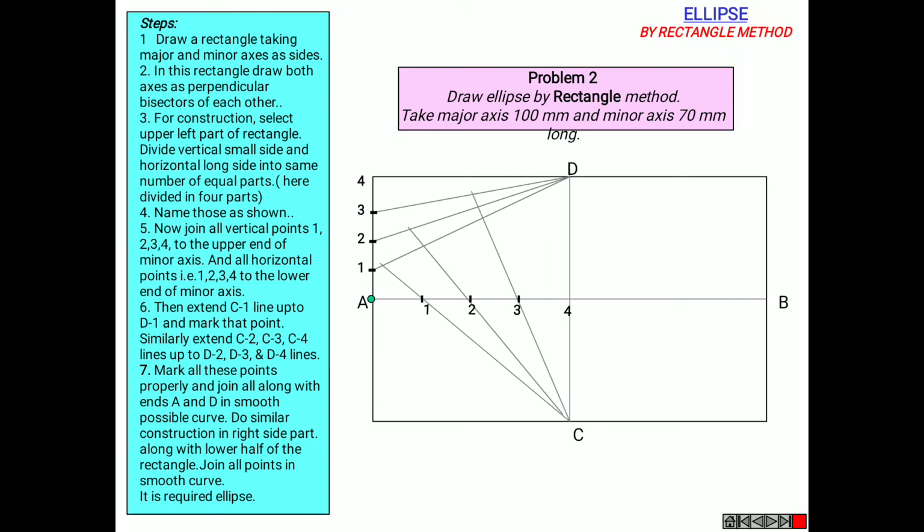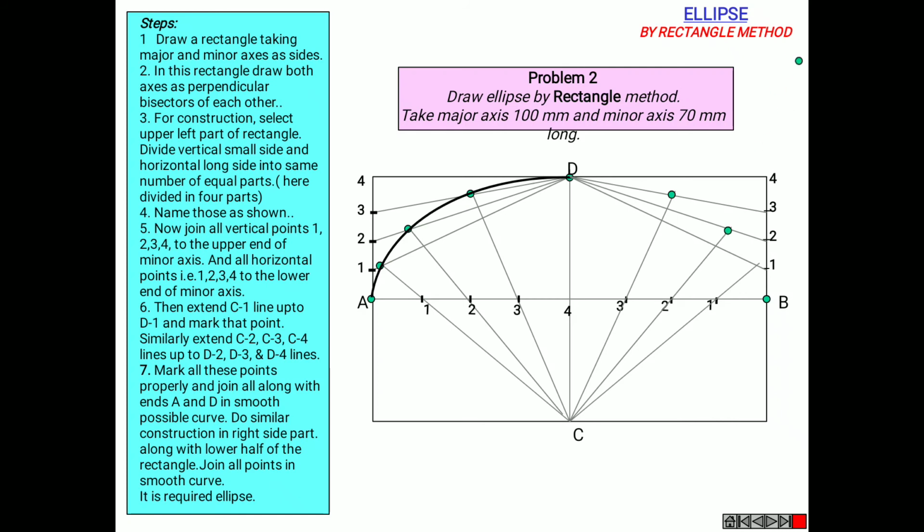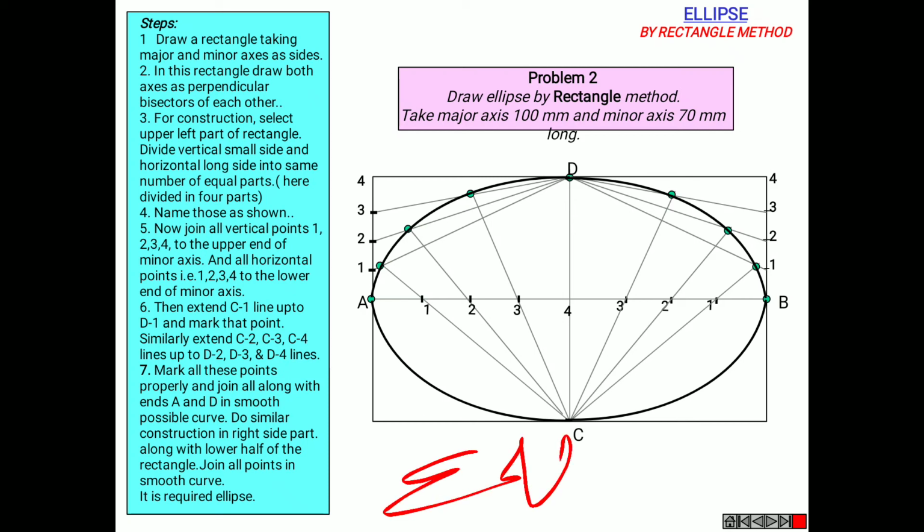So where it is intersecting, locate some points at the intersection. So repeat the same towards the right side of the rectangle, the same procedure, and mark the intersection points and draw the smooth curve. So this procedure will reflect the same to the lower section of the rectangle. So by making the same section we will obtain the same curve. And this is the required ellipse.